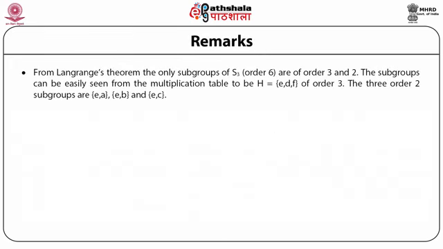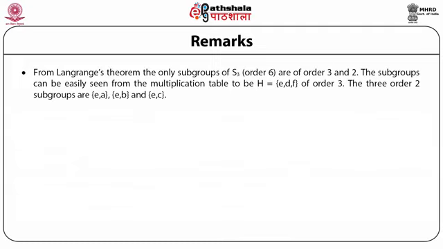From Lagrange's theorem, the only subgroup of S3 of order 6 is the group itself. So from Lagrange's theorem, the only possible subgroups of S3 could be of order 3 and 2. The subgroups can be easily seen from the multiplication table to be E, D, F, because if you take the elements E, D, F, then the multiplication is satisfied and all the group properties are satisfied. So this forms a subgroup of order 3.